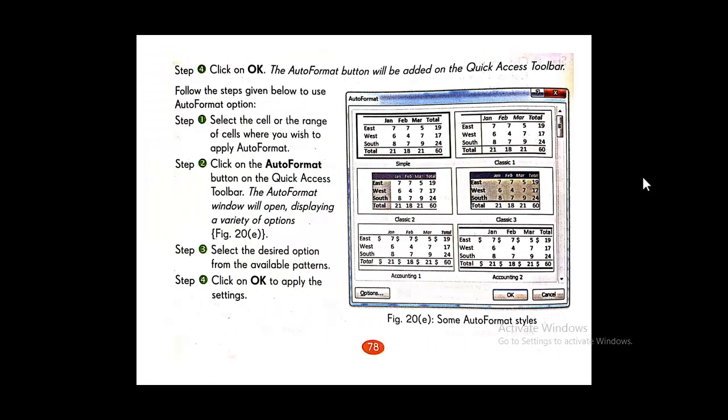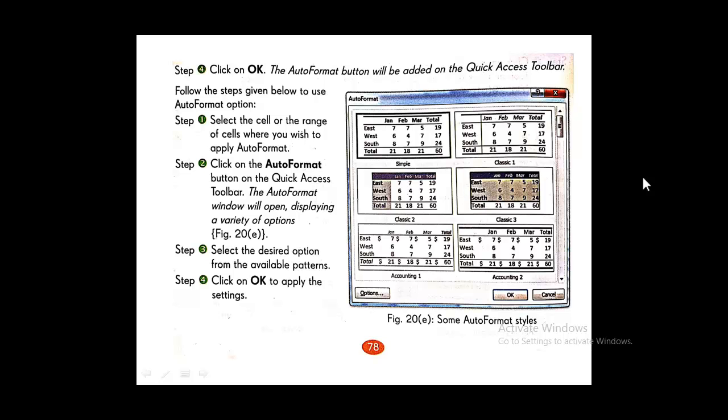Now click on OK. The auto format button will be added on the quick access toolbar, just as I told you just now. Now follow the steps given below to use the auto format option. Let's see here how to use the auto format.